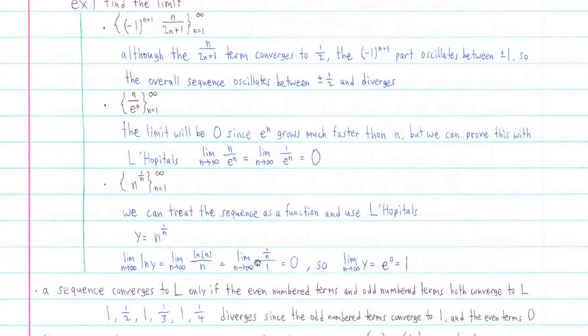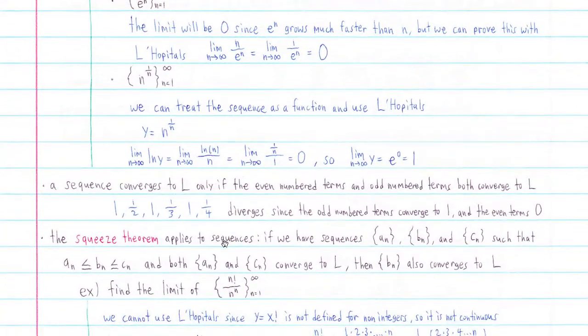So differentiating the top and bottom of this expression, we get 1 over n divided by 1. And the limit of that as n approaches infinity is 0. So the limit of the ln of y as n approaches infinity is 0. So the limit of y is going to be e to the 0, or 1. So the sequence converges to the limit 1.